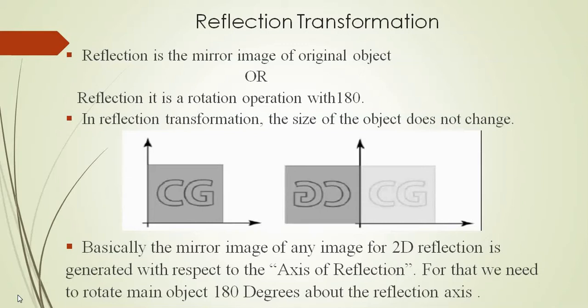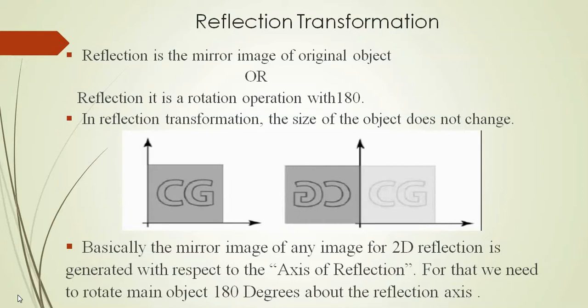In the previous two lectures we studied two types of transformation, that is translation transformation and scaling transformation. Basically there are five types of transformation. First is translation transformation, second scaling transformation, third reflection transformation, fourth rotation transformation, and fifth shearing transformation. In today's session we discuss the reflection transformation.